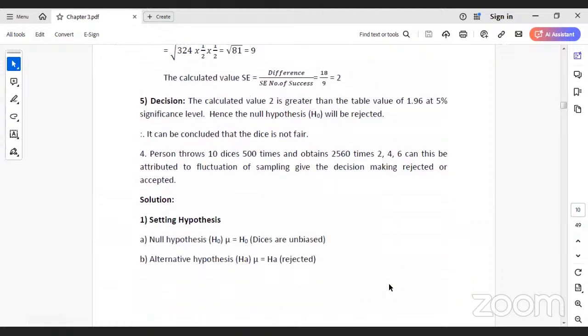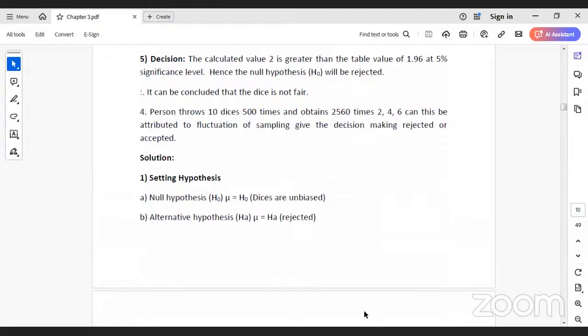Okay. So one more question is there. Okay. So fourth problem, you observe carefully. A person throws 10 dice, see here 10 dice are there, 500 times and obtains 2560 times 246. Can this be attributed to fluctuation of sampling? Give the decision making, rejected or accepted.